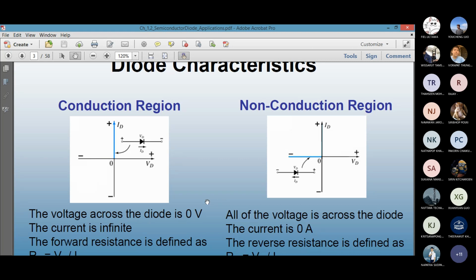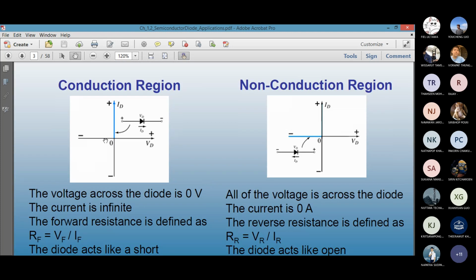But what happens in reality, let's say you take a silicon diode, when you apply forward bias, you need about 0.6 to 0.7 volt for the current to start flowing. And when you reverse bias the diode, the current is not exactly zero. There is a little amount of current, usually in micro, nano, or picoampere range. We call it the reverse saturation current.